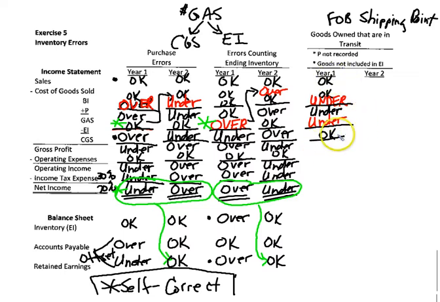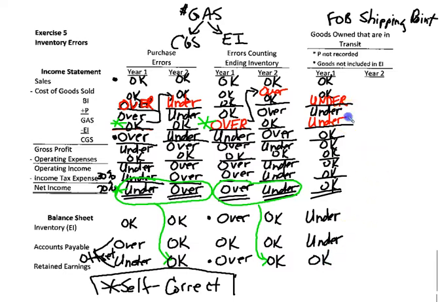And if sales and cost of goods sold are okay, then gross profit and everything below it will be just fine as well. So for the income statement, this kind of error has minimal impact. Now when we go to the balance sheet, that's a little different story. Ending inventory goes on the balance sheet, so it's going to be understated. Purchases, which impacts accounts payable, will be understated. But our net income flowing into retained earnings is okay.